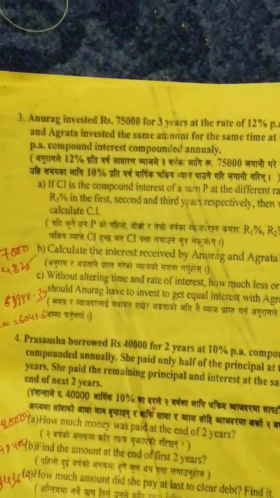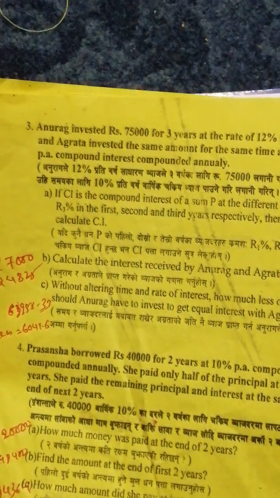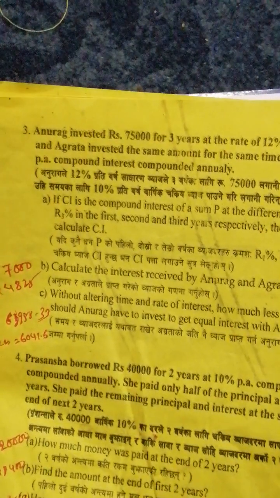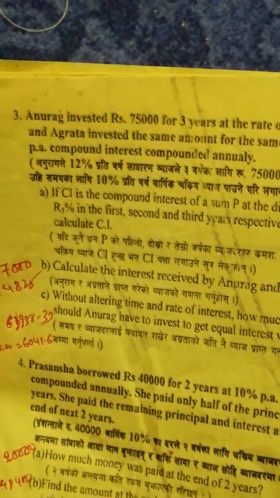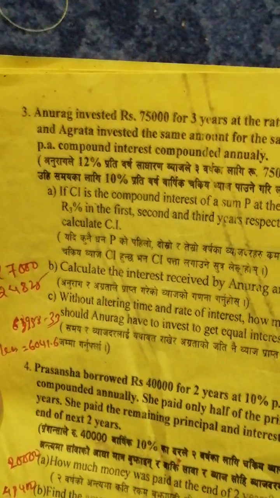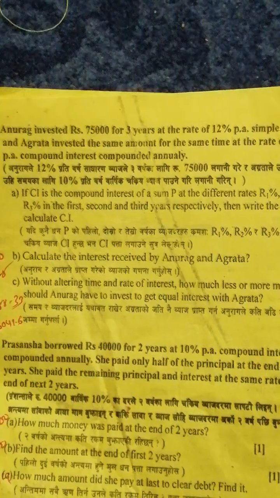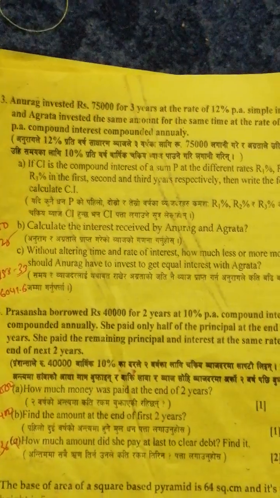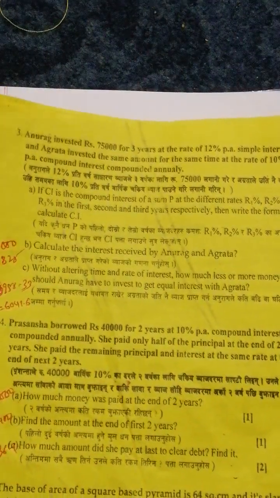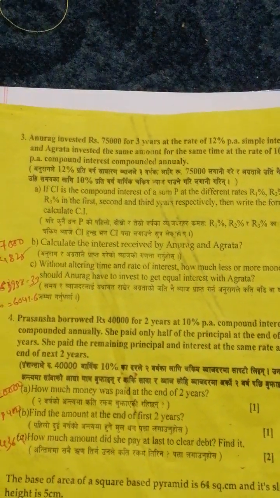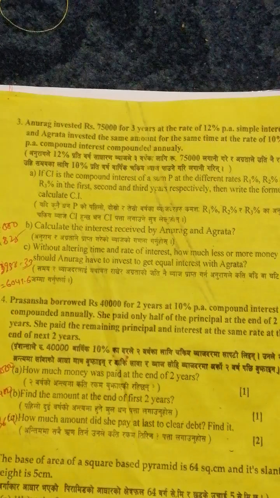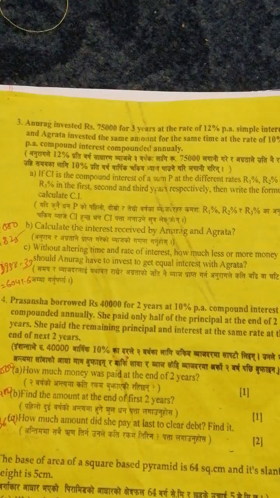Hello everyone. Today I have questions from grade 10 chapter compound interest. The question is like this. Anurag invested rupees 75,000 for 3 years at the rate of 12% per annum simple interest, and Agrata invested the same amount for the same time at the rate of 10% per annum compound interest compounded annually.